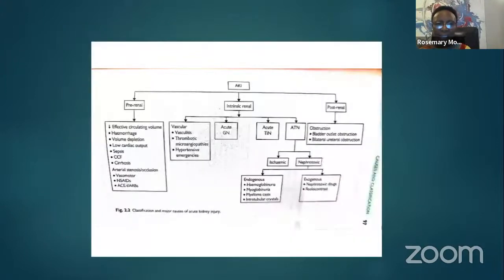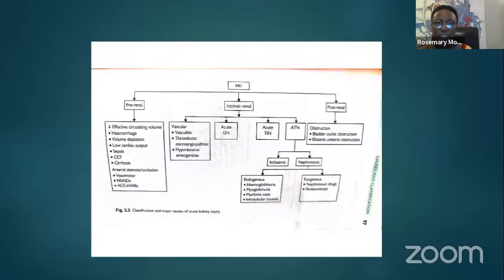The causes and classification of acute kidney injury. This is what we used to call renal failure. All right, so you've got your pre-renal, your renal, and the post-renal. The pre-renal, basically, the causes are still the same. That's where you get your volume depletion. It could be from hemorrhaging or from cardiac problems, when you've got dilated cardiomyopathy with low cardiac output states. Sepsis can cause that, liver cirrhosis as well.